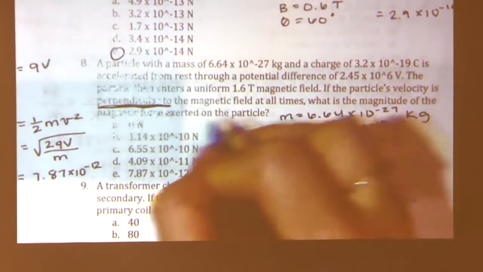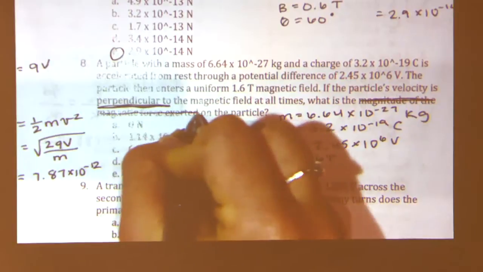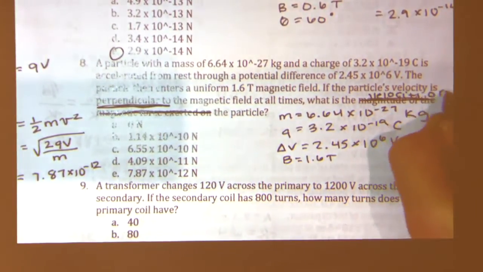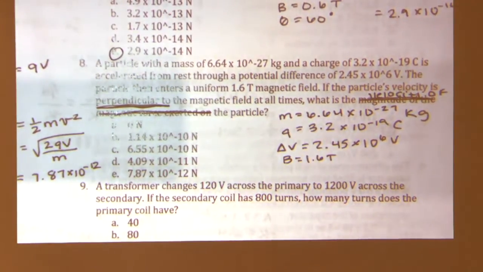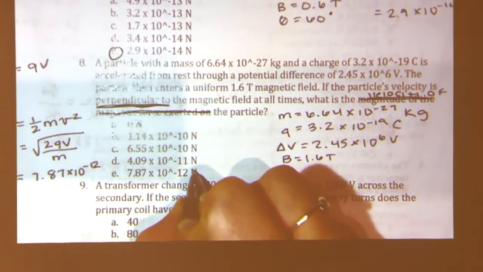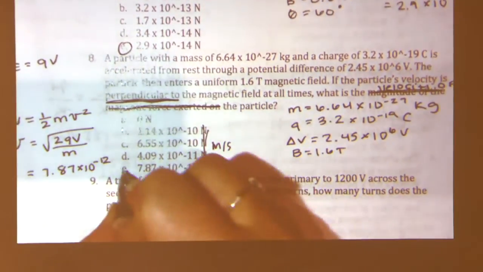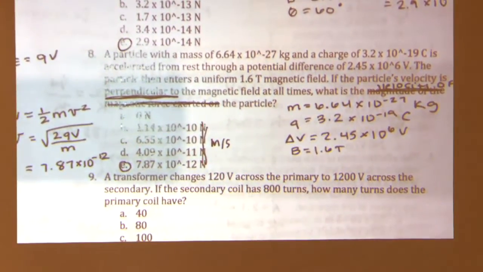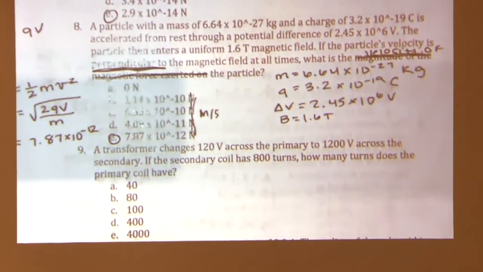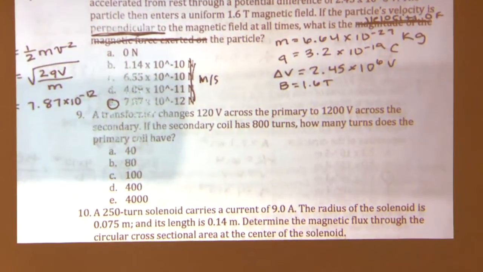So if this was asking, let's just say, what is the velocity of the particle? Then the answer to that question would be 7.87. So this should be meters per second. That one was a fail. I'm sorry. So on to the next one. Hopefully I didn't mess this one up too.